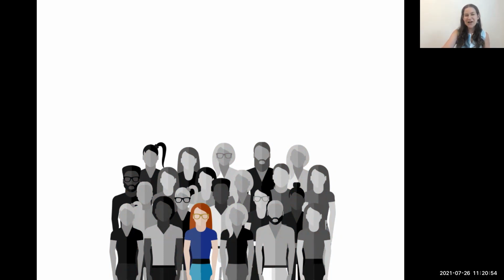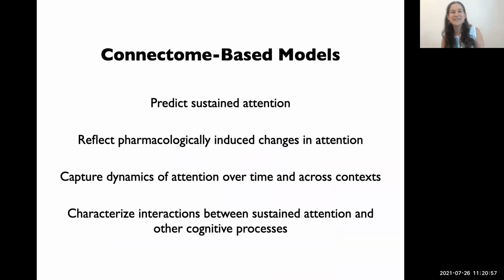And so in the talk, I'll be going through a series of studies arguing that we can use functional connectivity-based models, or connectome-based models, to predict individual differences in sustained attention, to capture pharmacologically induced changes in attention over time, to capture dynamics of attention that occur in more naturalistic ways rather than induced with pharmacological manipulation over time and in different contexts.